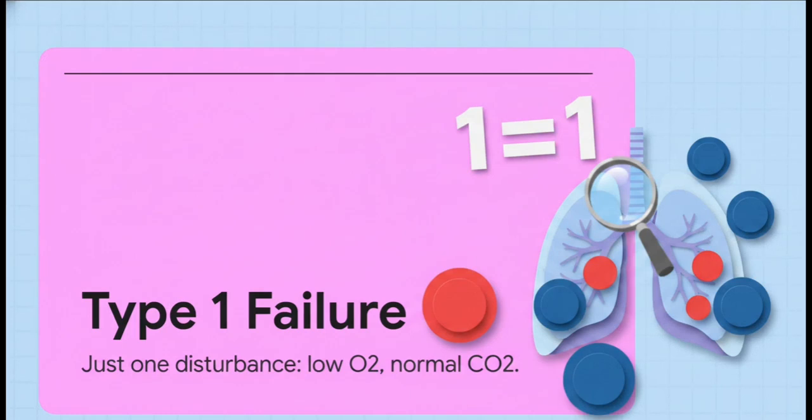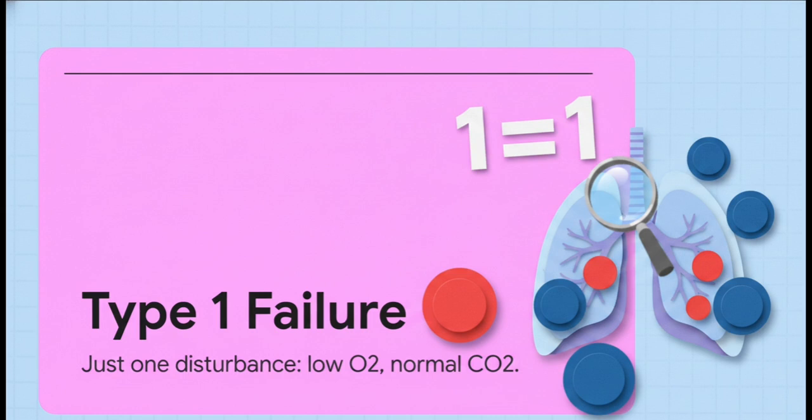Okay, let's apply our rule. The absolutely crucial point here is that 1 equals 1 concept. In type 1 respiratory failure, there is exactly one chemical disturbance in the blood. Just one. The oxygen levels drop, so they're abnormally low, but the carbon dioxide, the CO2, remains perfectly normal. So one type of failure equals one single disturbance.